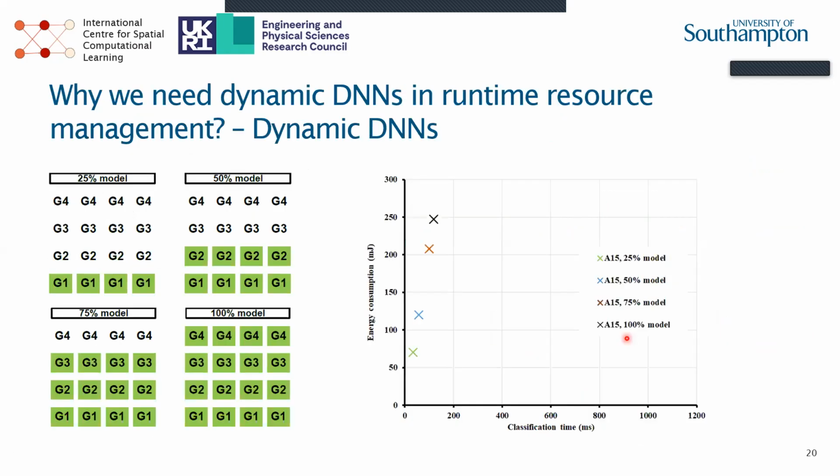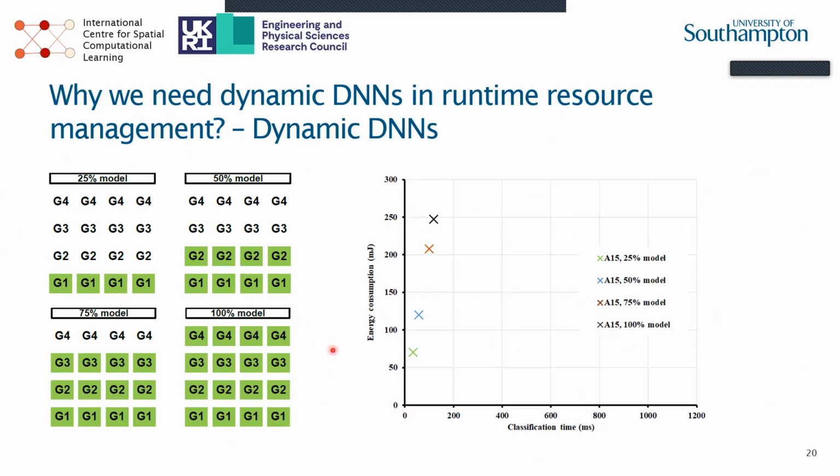So, here let's assume a very simple dynamic neural network. Let's see, we have a model. 100% of the model is the full model. 25% of the model only uses 25% of the parameters. Let's say this is a very simple example.